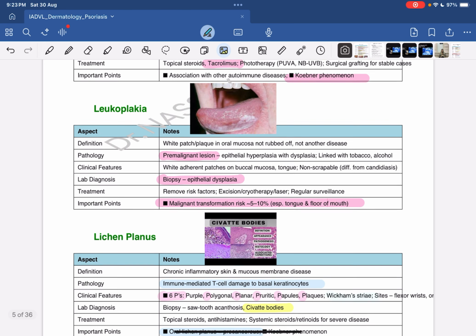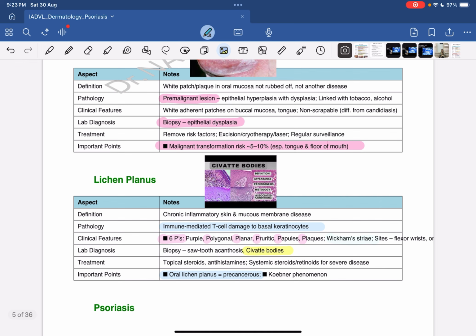Okay. Then coming to lichen planus, Civatte bodies were a previous year question paper. Civatte bodies are seen in lichen planus. Lichen planus is a chronic inflammatory skin and mucous membrane disease. It is an immune mediated T cell damage to basal keratinocytes. Which cell is affected? The keratinocyte is affected, due to immune mediated T cell damage to basal keratinocytes.